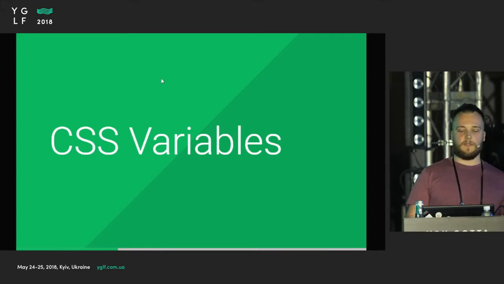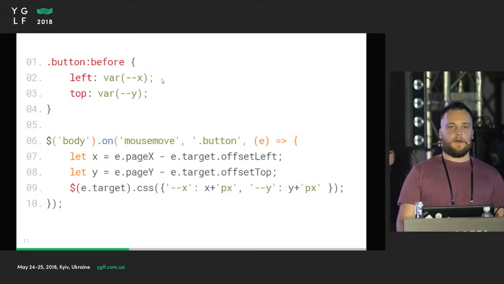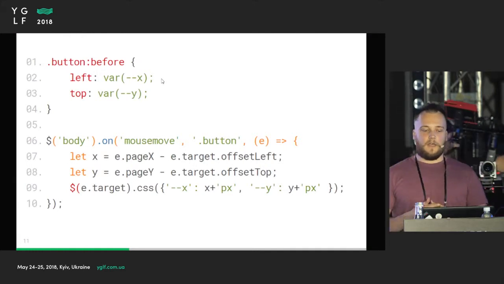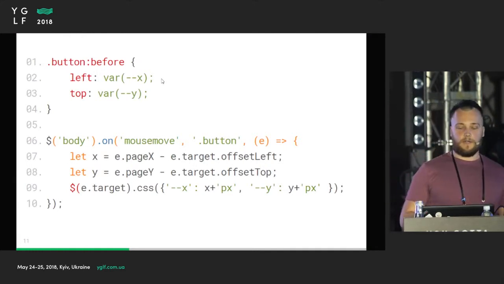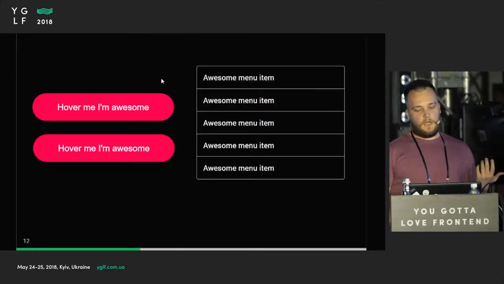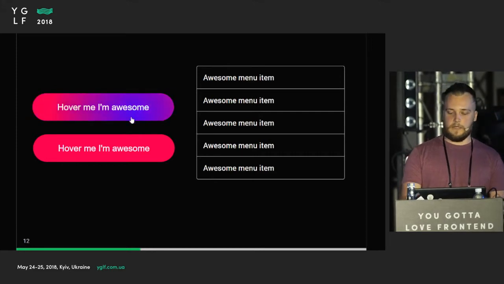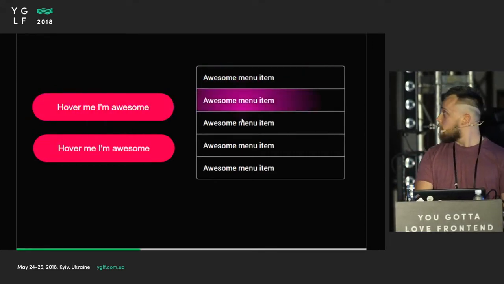CSS variables. Now you can use CSS variables in all modern browsers. But the interesting thing is that they are available not only in the block where you define them, but for all children. It gives you the possibility to manage pseudo elements from JavaScript, like in this demo with buttons and menu items.